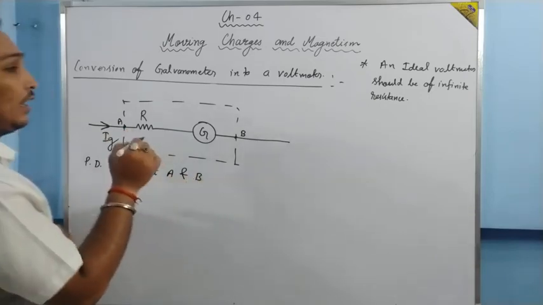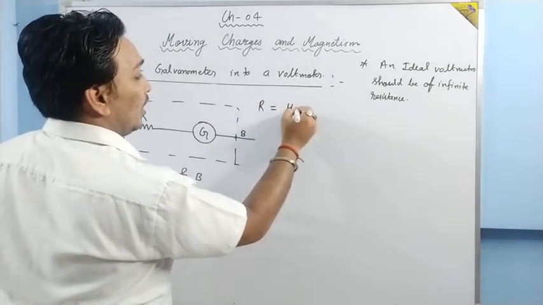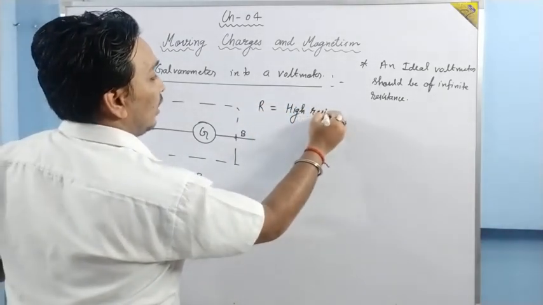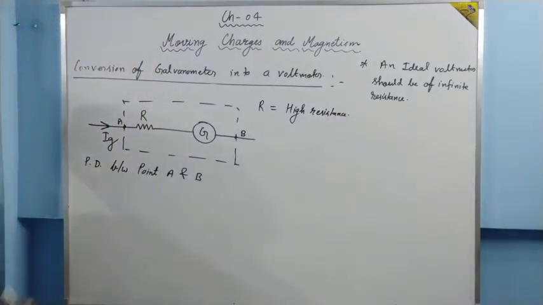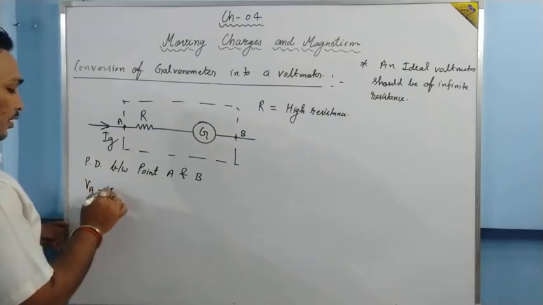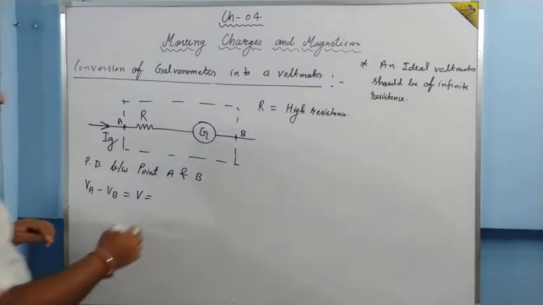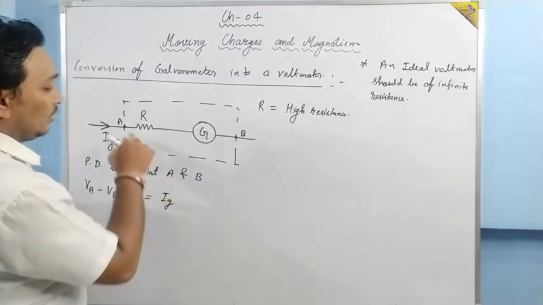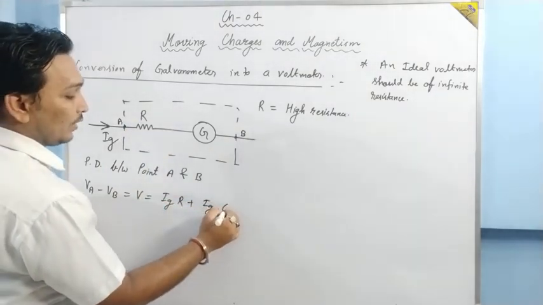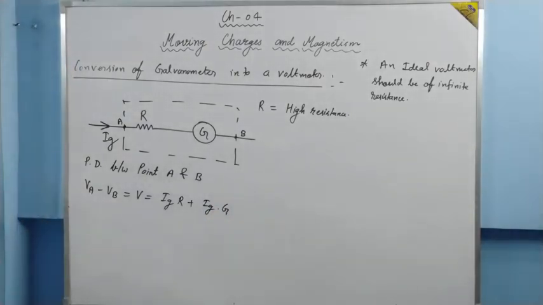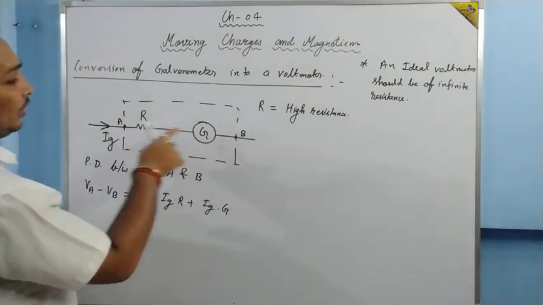What is R? I forgot to tell. R is a high resistance, right? The potential difference between point A and B, VA minus VB, suppose it is V. How will this be given? Basically, it will be given by Ig into R plus Ig into capital G. Is it clear? I have written VA minus VB. Basically, I am coming from B to A. A is my final point, B is my initial point.